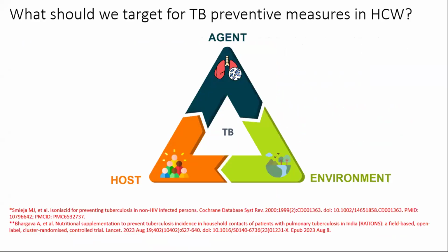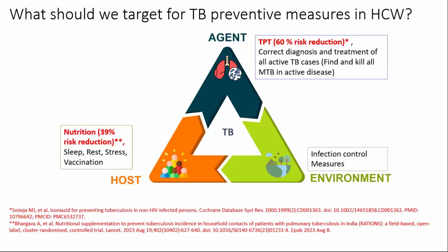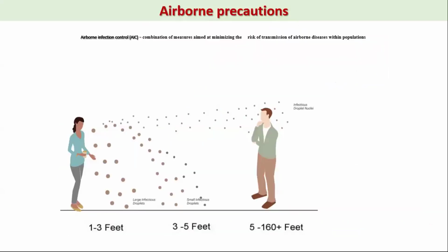सो हम 3 चीजों को टारगेट कर सकते हैं। एक है एजेंट, जिसको हम बोलते हैं टीबी माइकोबैक्टीरियम ट्यूबरकुलोसिस। होस्ट यानी कि हम इंसान, और इन्वायरमेंट जहां से टीबी फैलता है। नेक्स्ट स्लाइड। सो एजेंट, तो टीपीटी, जो टीबी प्रिवेंटिव थेरेपी है, वो हम एजेंट अगर लेटेंट टीबी इन्फेक्शन है तो उसमें टारगेट करते हैं, और अगर एक्टिव टीबी की बीमारी है तो उसमें हम डायग्नोसिस और ट्रीटमेंट, that is the most effective measure against agent। होस्ट में आपका न्यूट्रिशन हमको कवर करना है, स्लीप, रेस्ट, स्ट्रेस और वैक्सीनेशन, ये फैक्टर्स हैं। और इन्वायरमेंट में सबसे इंपॉर्टेंट है आपका इन्फेक्शन कंट्रोल मेजर्स, so that is the most important in environment.